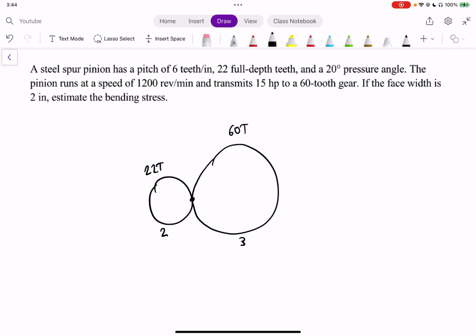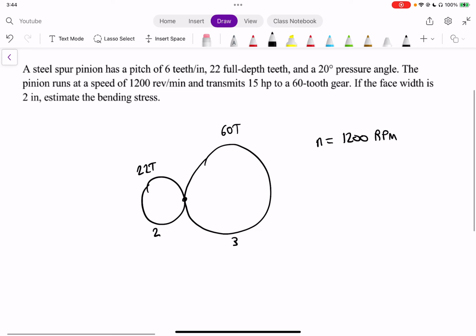So now what we can do is write down some of the knowns from the question. So we can write down that N, or lowercase n, is equal to 1200 RPM. We can write down that capital H is equal to 15 horsepower. Okay, given in the question, that's a power. Then F is equal to 2 inches. We're given that in the question, the face width is 2 inches.